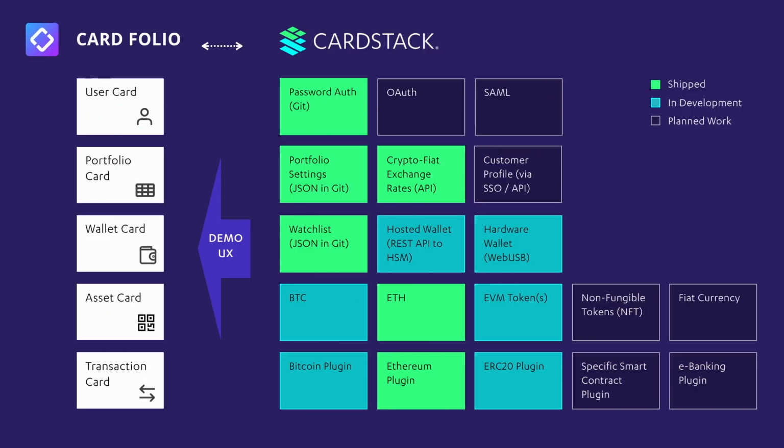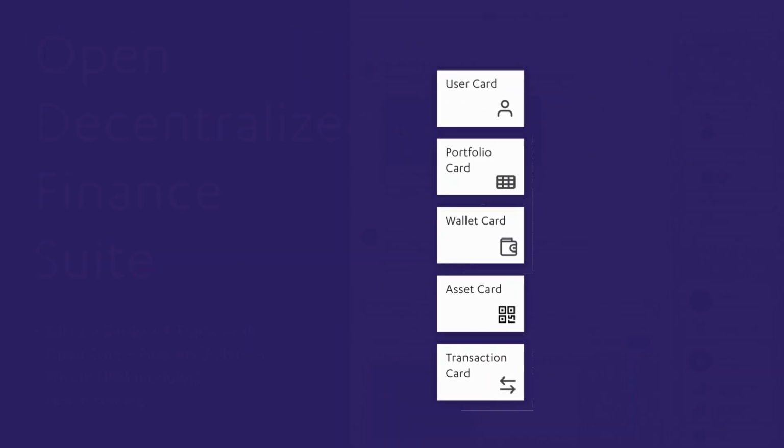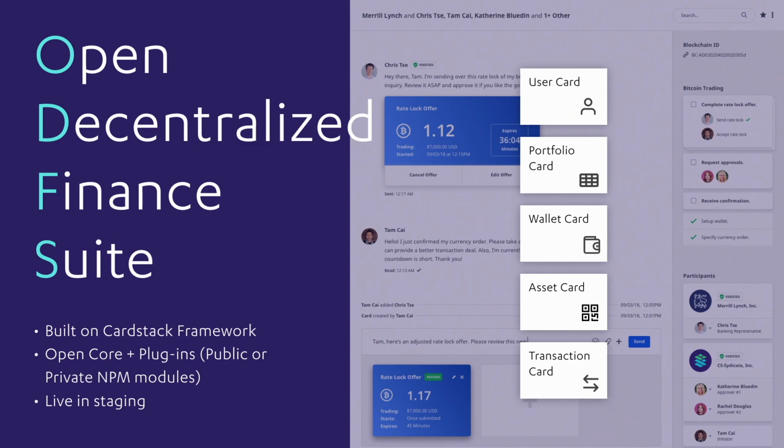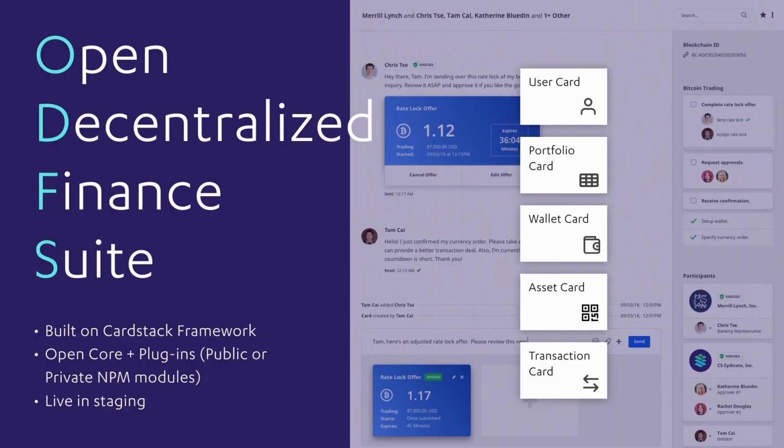So we see this as not just about building a portfolio system. We really believe this is the basis for a product suite that we can collaborate on as a community and work on together. So starting with these 5 cards, we can use that as the foundation to build an open decentralized finance suite, also a DeFi suite, right? So it's built on the Cardstack framework and shares a lot of the plugin capability that we already built.